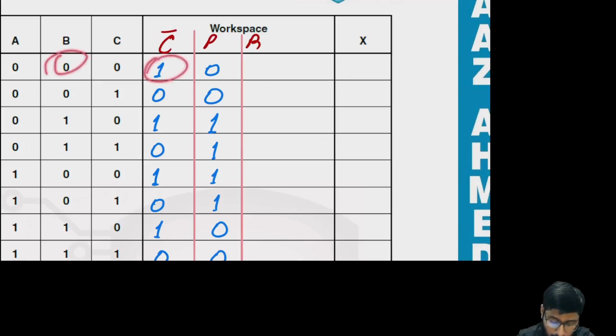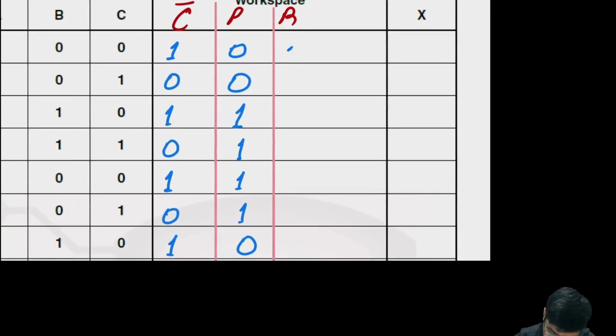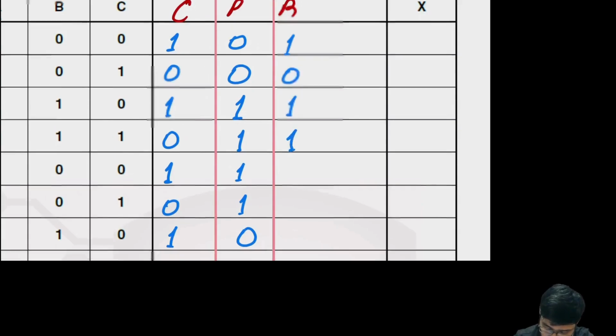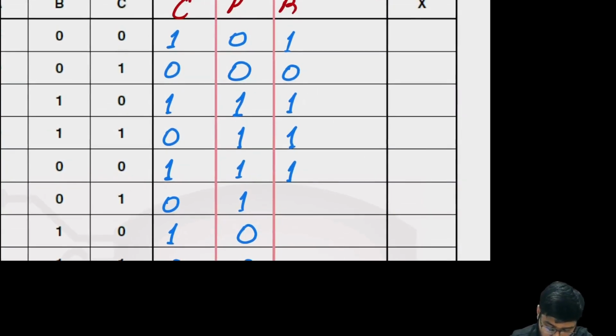For 0 1, it will be a 1 as an answer. For 0 0, it will be a 0. For 1 1, it will be a 1. For 1 0, it will be a 1. For 0 1, it will be a 1. I think I made a mistake, just let me check. 0 1, it will be a 1.